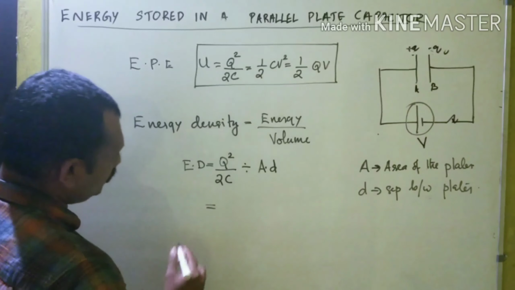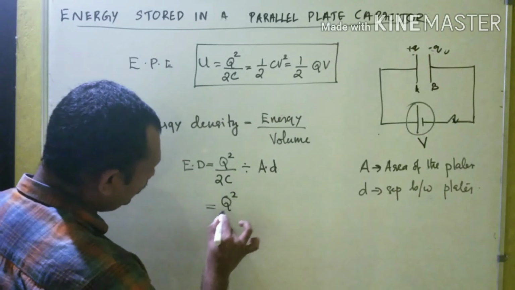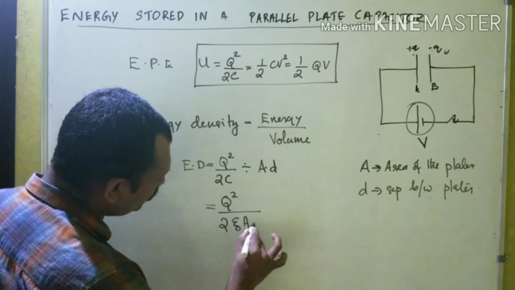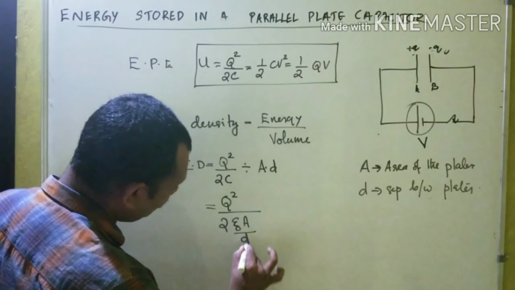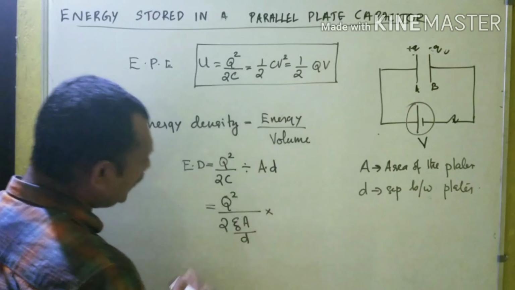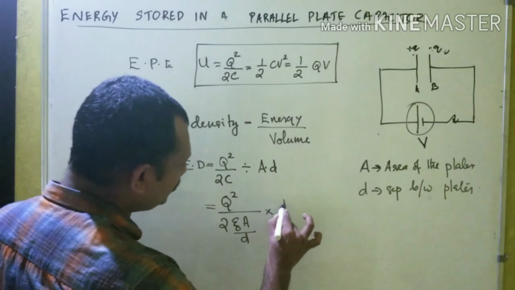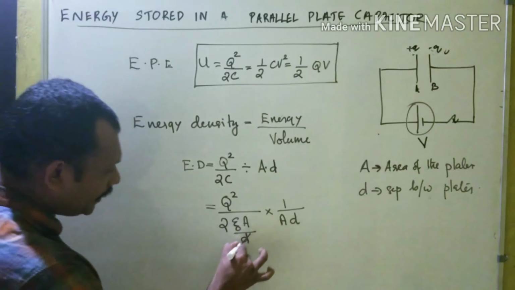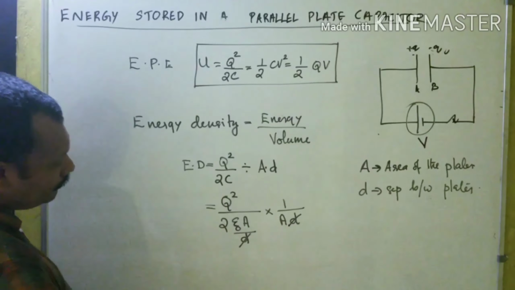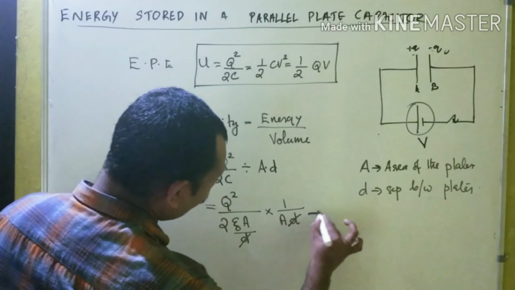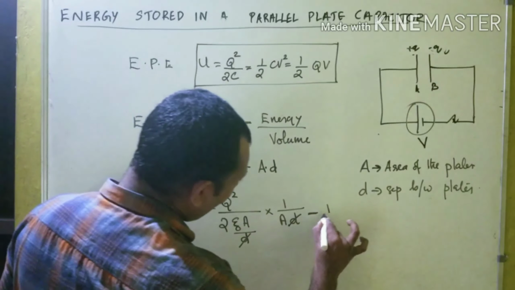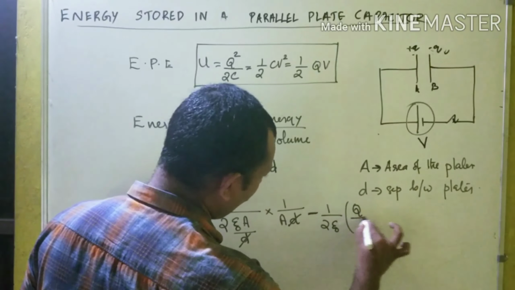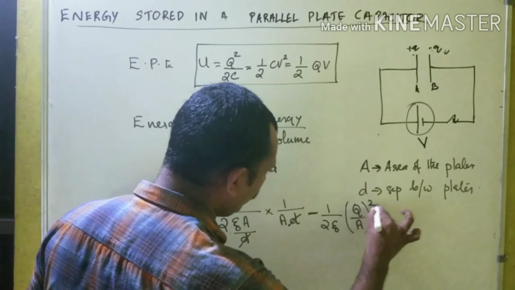Now I will write this. This is Q square divided by 2 into capacitance, which has a formula epsilon 0 A divided by D, multiplied by, so division means multiplication with the reciprocal, 1 by AD. I can cancel these two D's. This is equal to 1 by 2 epsilon 0 into Q divided by A the whole square.